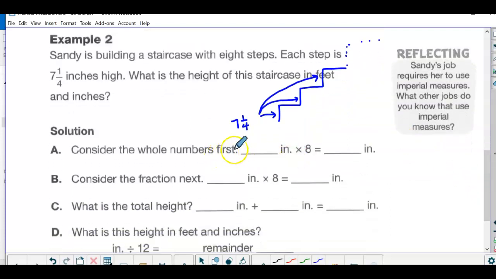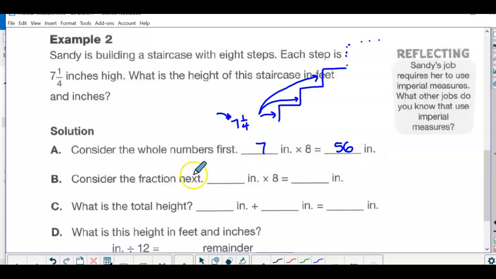So it says consider the whole numbers. So this is your whole number, right? That's 7. So how many whole numbers in all of the steps? Well, there's 8 steps. So the whole number is 7 inches times 8, that's 56 inches in total for just the whole numbers.